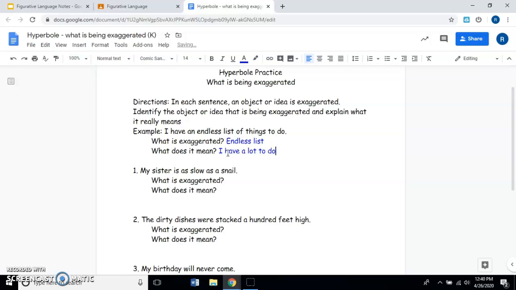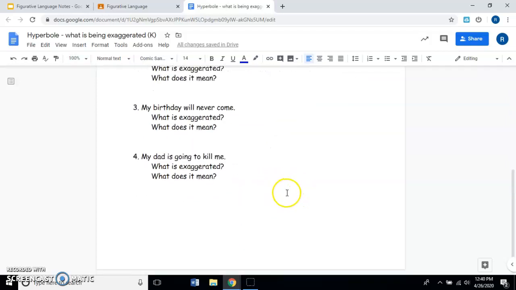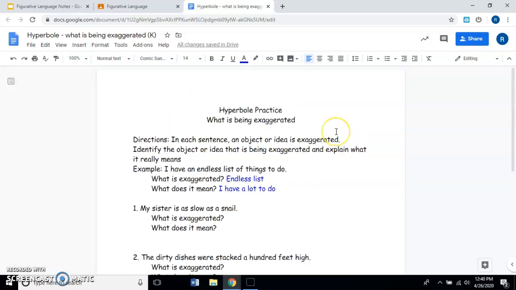Okay, so you have four practice today. Tomorrow we will go over the answers and you will have an assignment. Okay. So that is our figurative language for today.